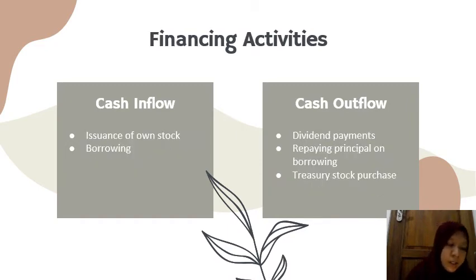Financing activities that result in cash inflow are issuance of own stock and borrowing. Financing activities that result in cash outflow are dividend payments, repaying principal on borrowing, and treasury stock purchase.